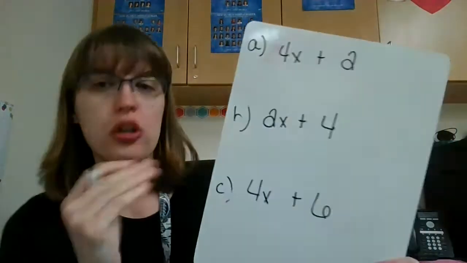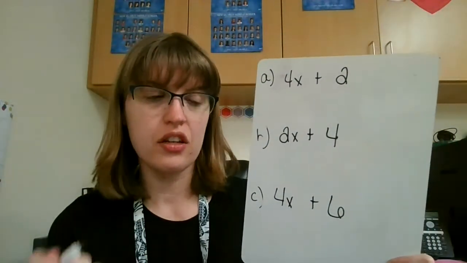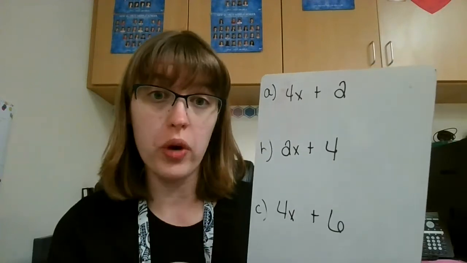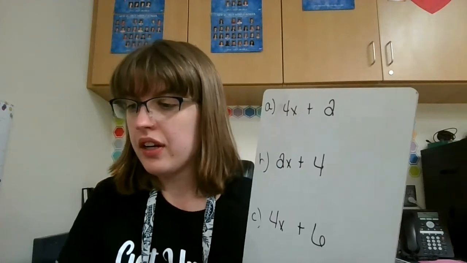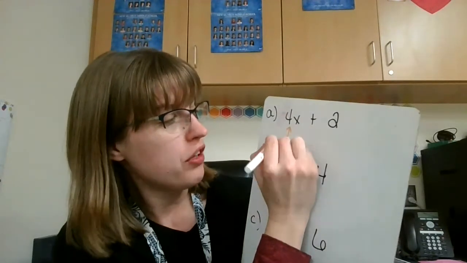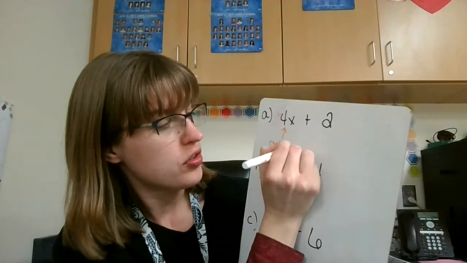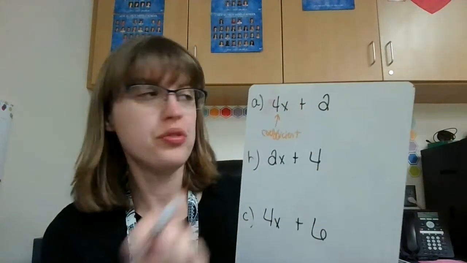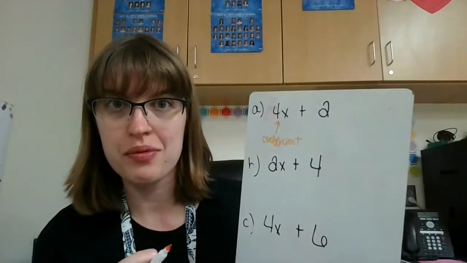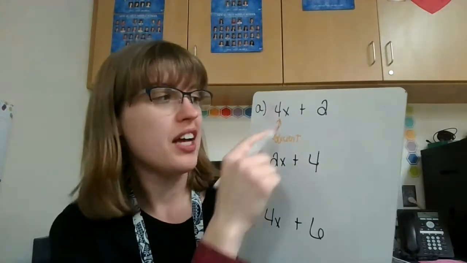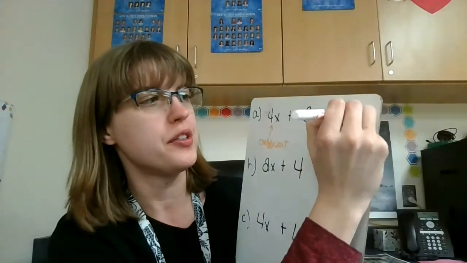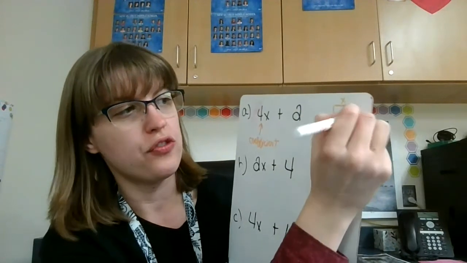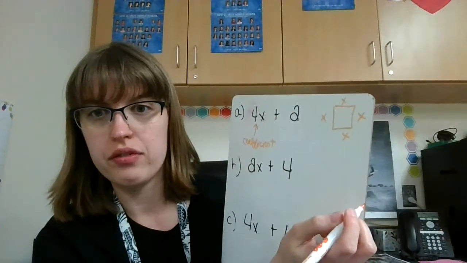For 102, your job was to identify the coefficients and the constants in your expressions from 101. So this is my answer to 101A. This is my coefficient. How do I know? It's the number that's in front of the x. On my tiles, I would have 4 lengths that are x long. For example, like this shape has 4 lengths that are x long.